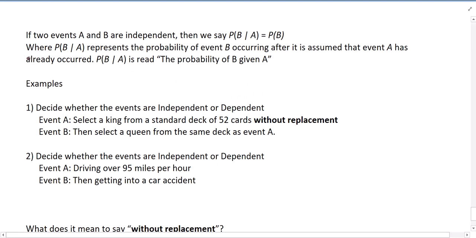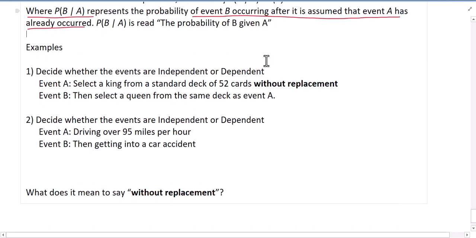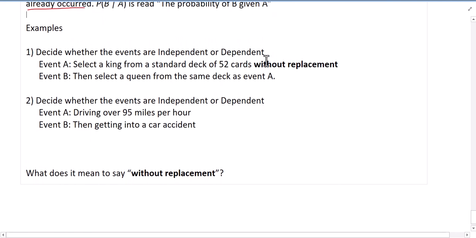So I'm looking over here. This represents the probability of event B occurring after it is assumed that event A has already occurred. So it's read, the probability of B given A. If two events are independent, then the probability of B given A is just the probability of B. If they're independent, that means that the occurrence of A did not affect the occurrence of B. So the probability of B is just whatever the probability of B is without regard for A happening. So let's try some examples. Decide whether the events are independent or dependent.